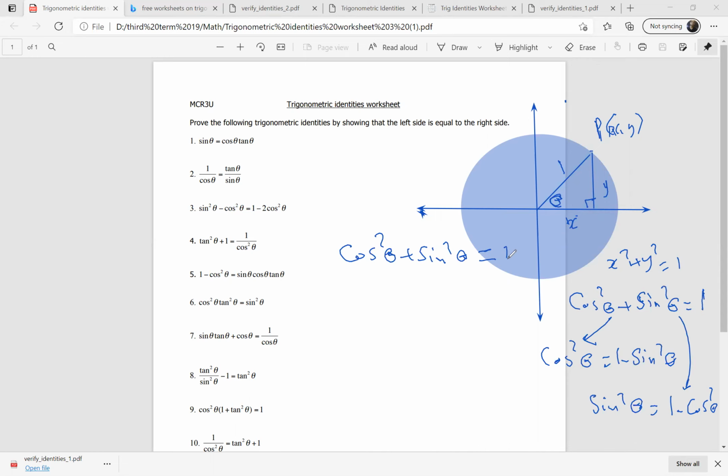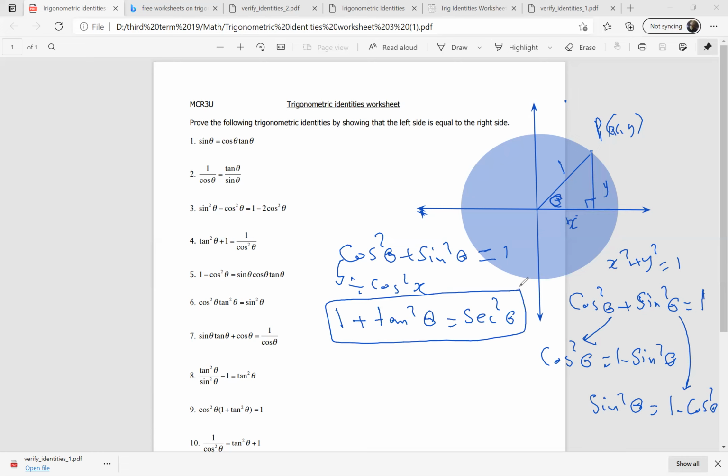And if we divide this equation by cosine power of 2 theta, you will get cosine power 2 divided by cosine power 2 equals 1, sine power of 2 divided by cosine power 2 equals tan squared theta, and 1 over cosine power of 2 is sec squared theta. And this is the third rule that we deduced before also.